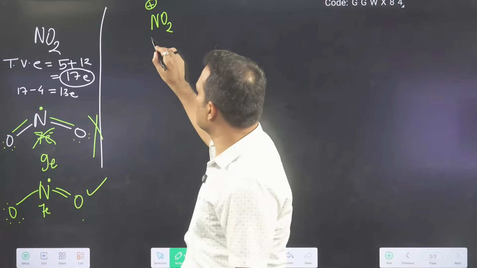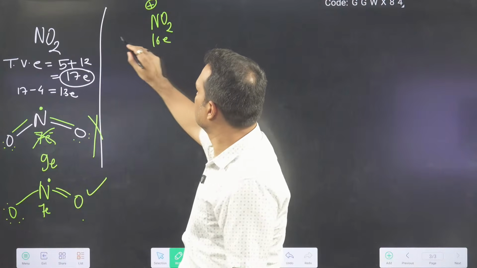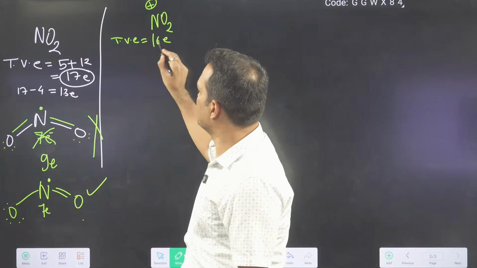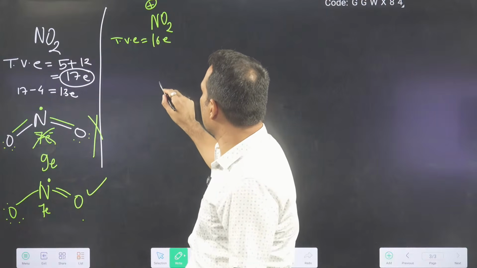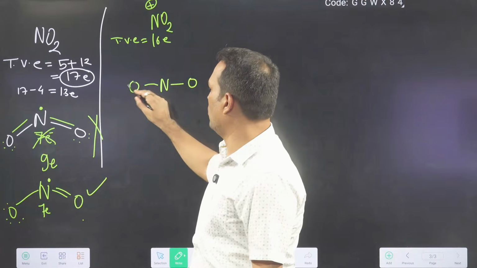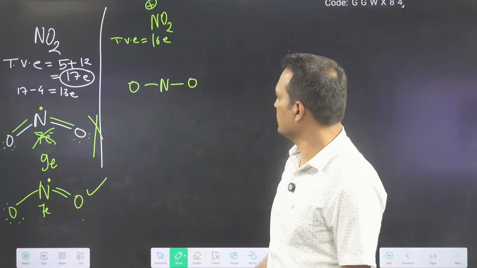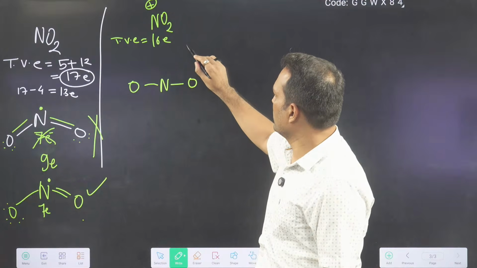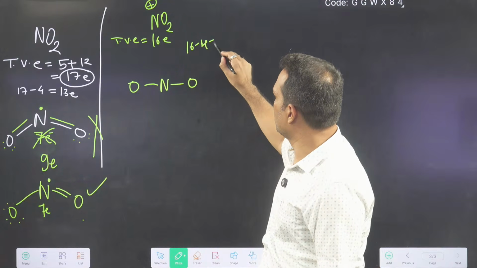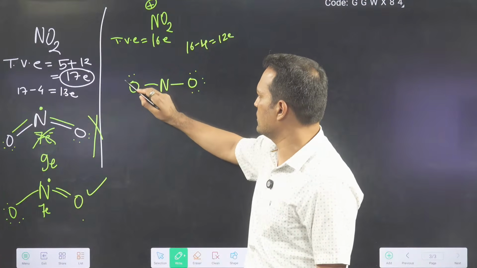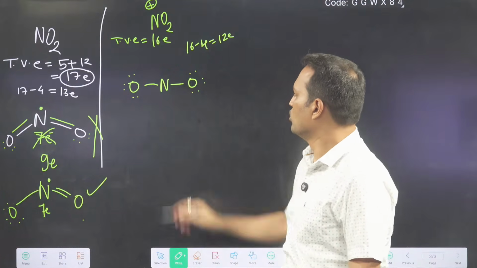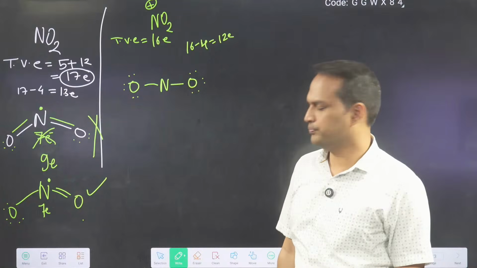NO2 plus, again you will say, sir, this time 16 electron. Total valence electron, how many? 16. We can match from here. And then again you will do, sir, NOO. Correct? Then 4 electrons used, 16 minus 4, 12 left. So 12, you will put 6 here, 6 here. No electron left for the central atom.